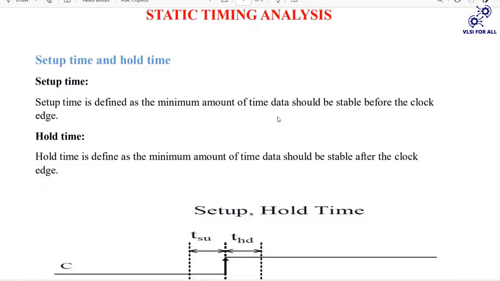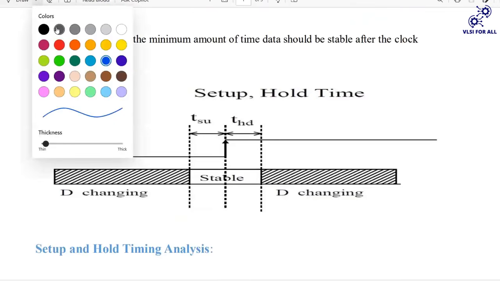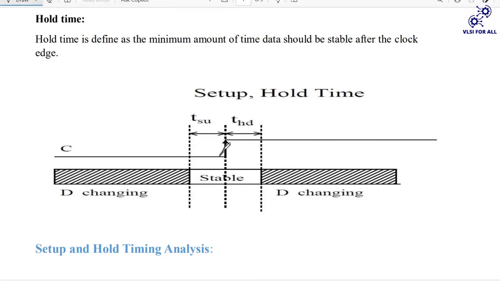Setup timing is defined as the minimum amount of time data should be stable before the clock edge. Consider this a clock. Here is a clock edge. For the setup time, data should be prepared before this edge only. Then the setup is good.